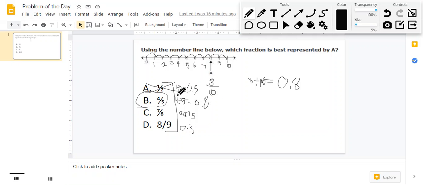Next time you see a problem like this, try it on your own and see if you can use the same skills and strategies that we just looked at together.